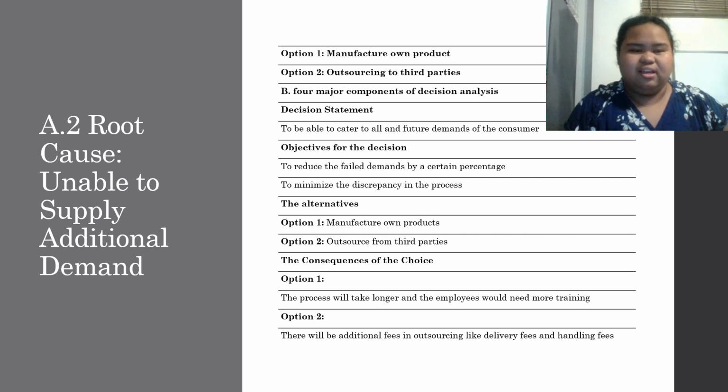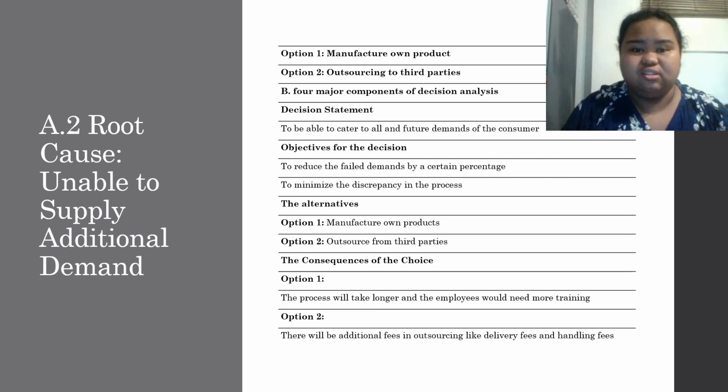For the second root cause, which is being unable to supply additional demand, there are again two alternatives. It is to manufacture their own products or outsource from third parties. This leads us to the decision statement, which is to be able to cater to all current and future demands of the consumers. There are two objectives: to reduce the failed demands by a certain percentage and to minimize the discrepancy in the process.